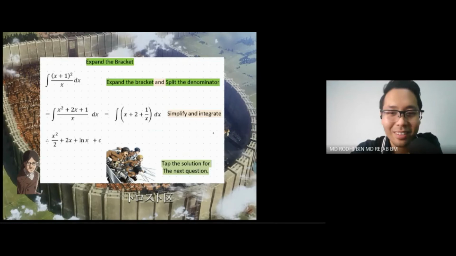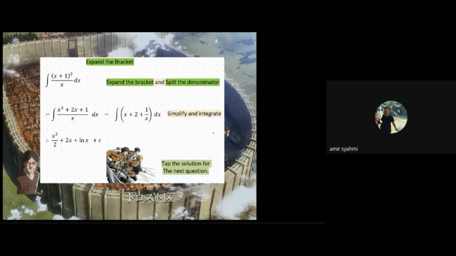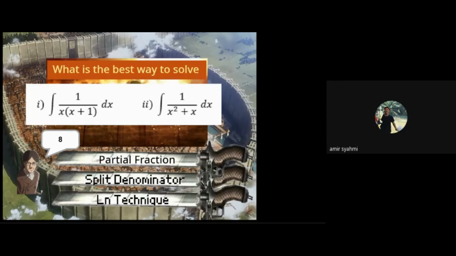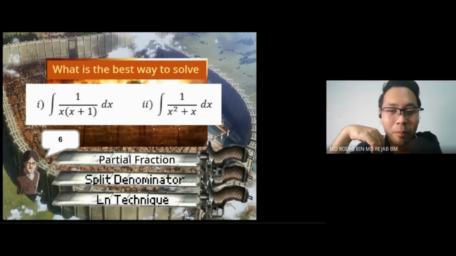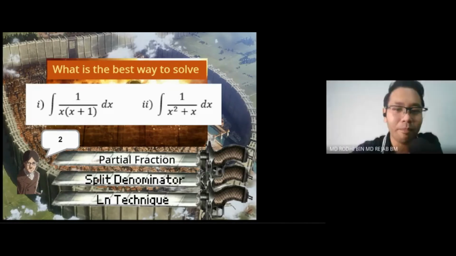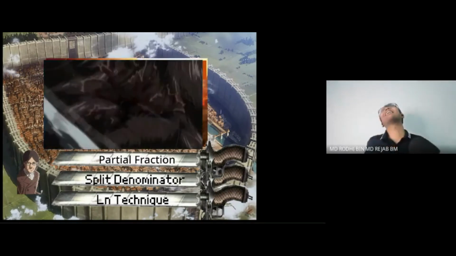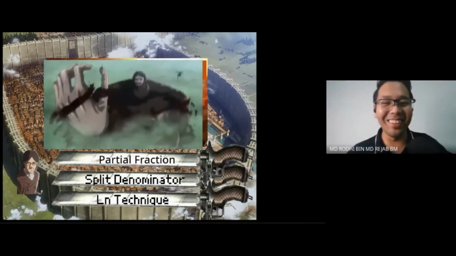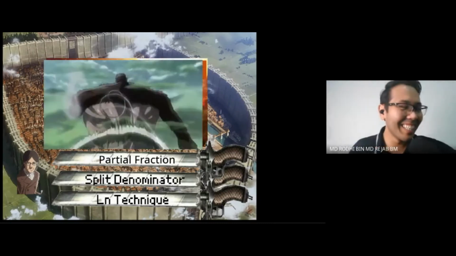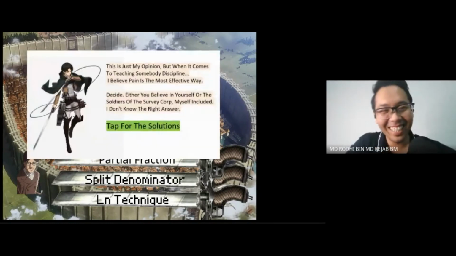Okay, ready? Ready, sir. What's the best way to solve? Partial fraction. No. Non-technique. Lucky you.